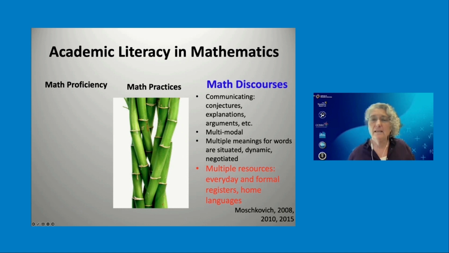Now, the important thing about math discourses is that the framework goes beyond low-level language skills, beyond just vocabulary. So this is about communicating using conjectures, explanations, and arguments. Also, mathematical discourses are multimodal. That means that they include more than one mode: listening, talking, reading, writing, and gesturing, and multiple sign systems.